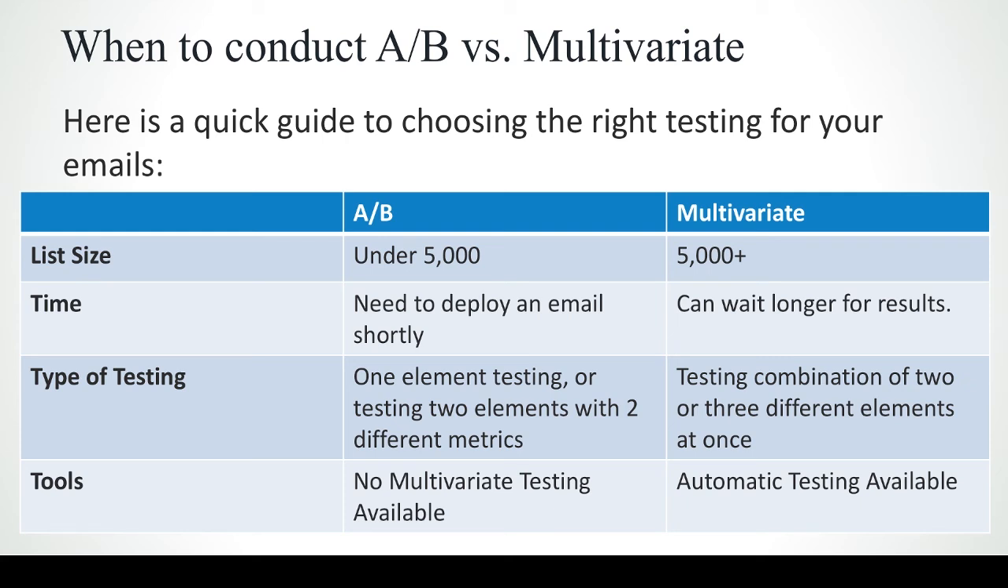Also, what type of test you want to do. You can usually do one element, obviously, with A/B testing, but you can also do 2 or more elements if you're looking at different metrics. So, for example, you can have a subject line test going on for your open rate, a button test going on for your click-through rate, and 2 different landing pages for your conversions.